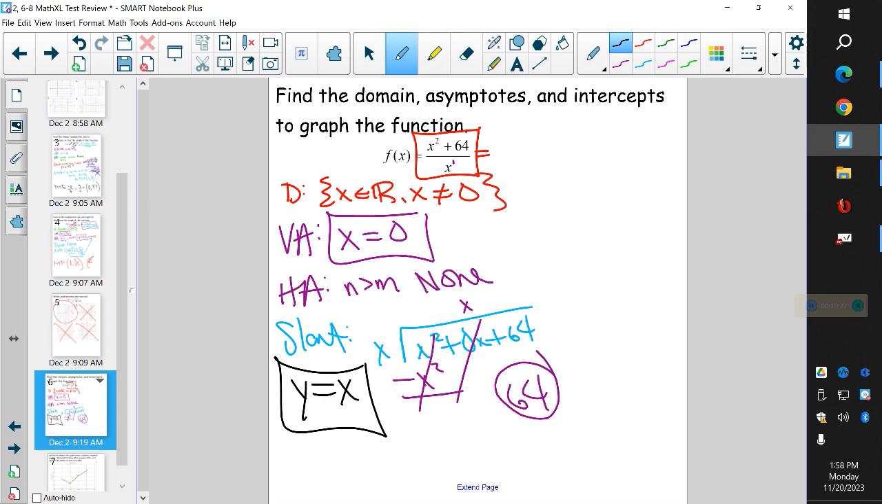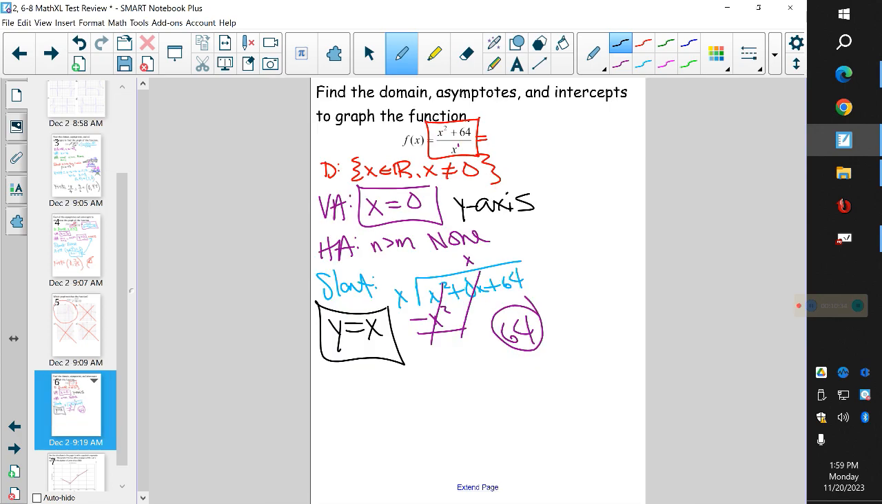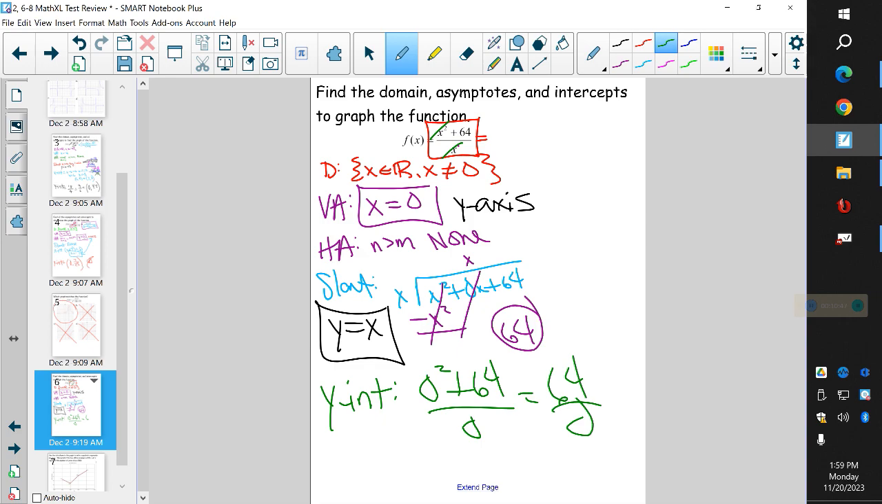Okay? So I don't have any y. This is the y-axis, which means now I'm not going to have a y-intercept. Why do I not have a y-intercept? A y-intercept comes when all of my x's are equal to 0. So that's 0 squared plus 64 over 0, so that's 64 over 0. You can't divide by 0, so that is not possible. So that is why I have no y-intercept, because I have a vertical asymptote on the y-axis, which is x equals 0.